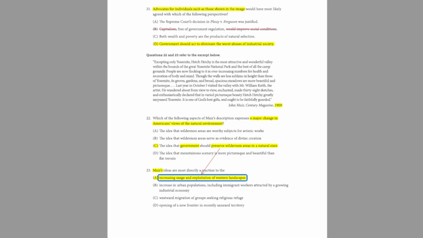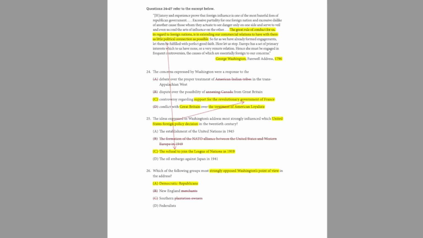If you're able to recognize a connection between 22C's preserved wilderness areas and question 23A's exploitation of Western landscapes, I'm confident you will be able to spot similar connections when you take the real exam.